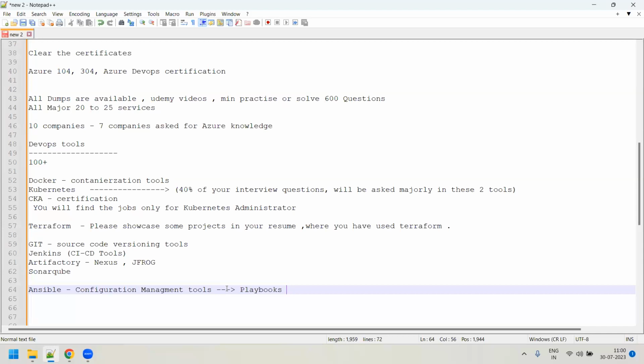So don't invest your time in learning... Some people might say, hey, learn Puppet, man. Yeah, Puppet is also a configuration management tool, but it is not widely used across the industry. So don't spend your time on that actually.